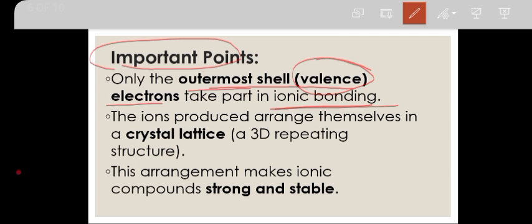The ions produced arrange themselves in a crystal lattice. Crystal lattice is the arrangement of ions. It's a 3D repeating structure that makes ionic compounds more stable, more strong, and more balanced. This arrangement, the 3D repeating structure, is referred to as the crystal lattice structure.